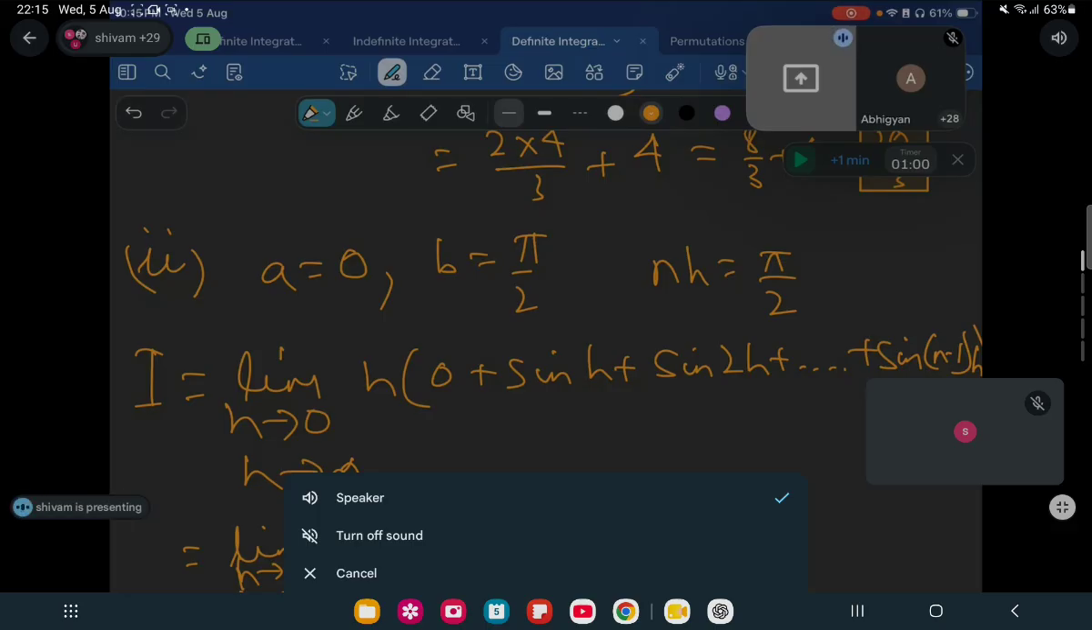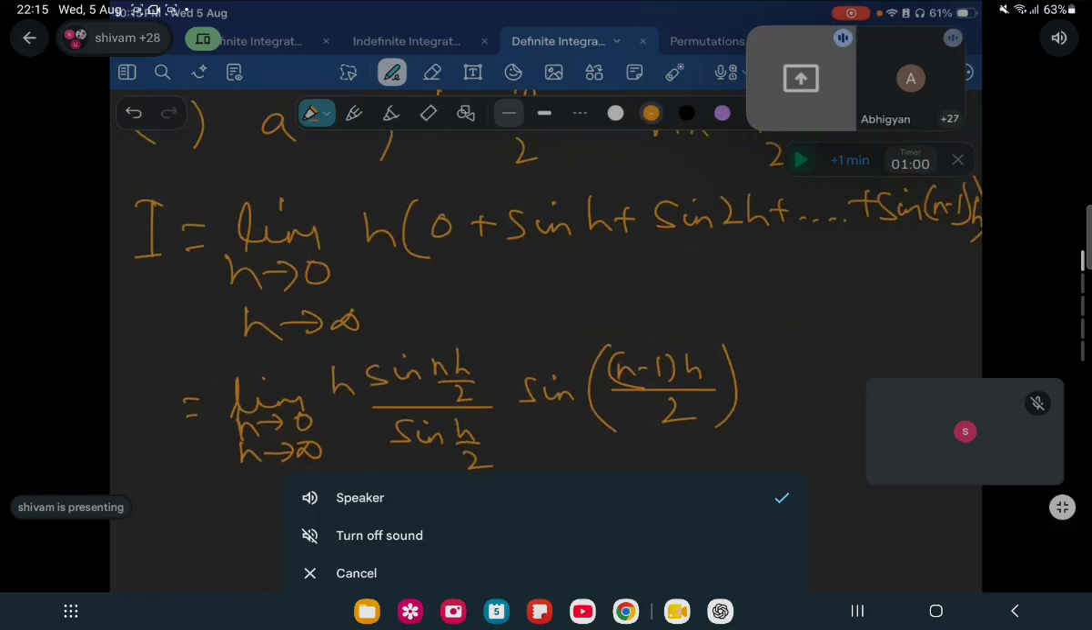Tell me, are you getting this? Yes, sir. So this is a standard form, right? Tell me, what is sine h by 2 divided by h? What will it give us? Half. Half in the denominator. So 2 will be multiplied. 2 multiplied by sine nh by 2. What is nh? nh is equal to pi by 2, right?